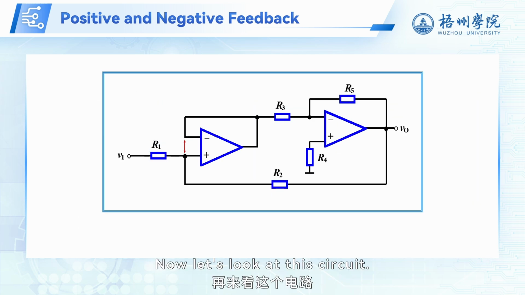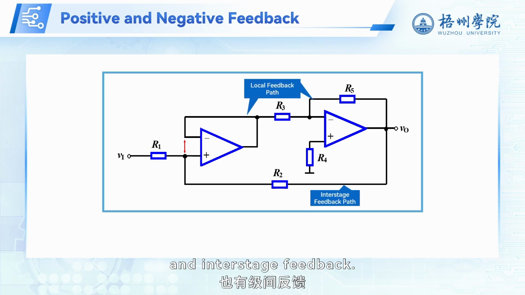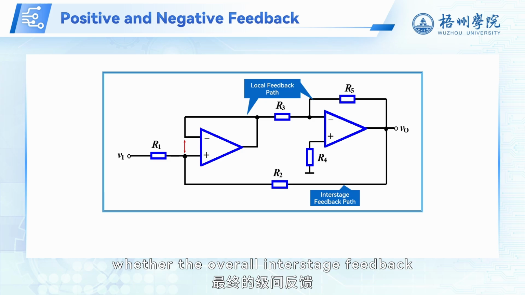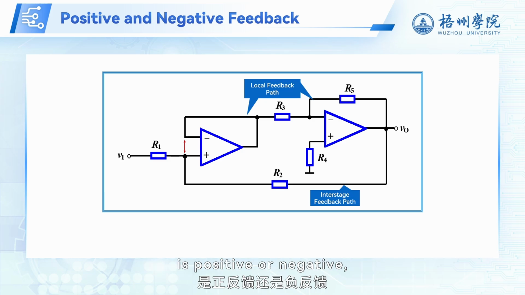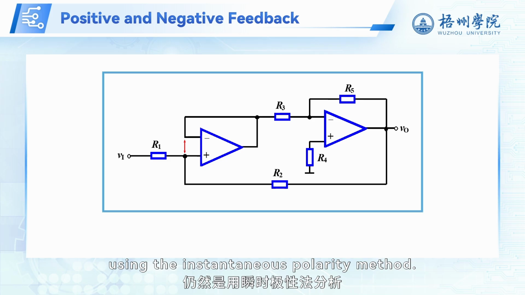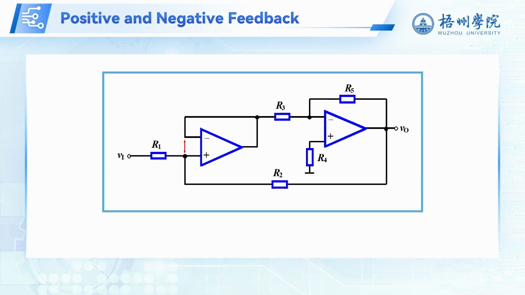Now let's look at this circuit. It contains both local feedback and interstage feedback. We'll focus on determining whether the overall interstage feedback is positive or negative, using the instantaneous polarity method.